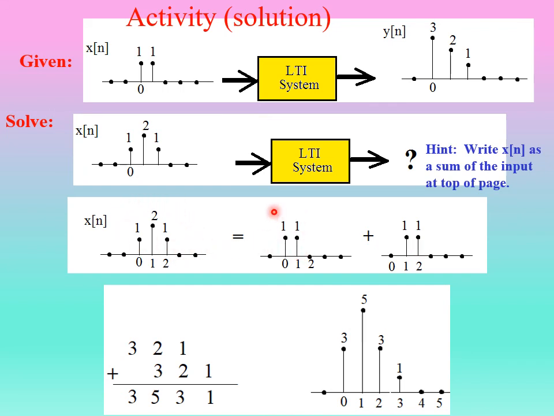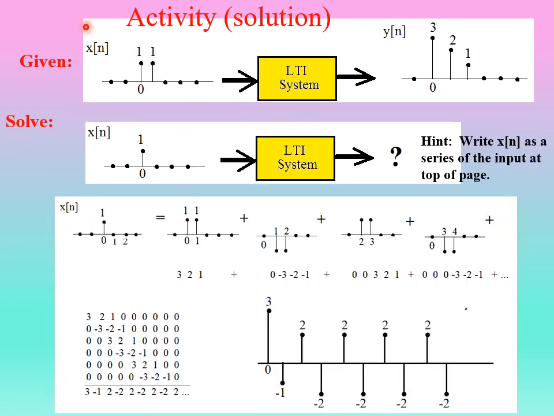So we know how to handle these guys, right? This first one here produces 3, 2, 1, and the next one, here's a 1, 1. Well, it also produces 3, 2, 1, but notice it's delayed over by 1. So I have to line it up here accordingly. Here's the 3, 2, 1 from this first term here, and then the second term here produces this 3, 2, 1 like this. Now I can add them up. We have 3, 5, 3, and 1. And so our output looks like this, a 3, a 5, a 3, and a 1.